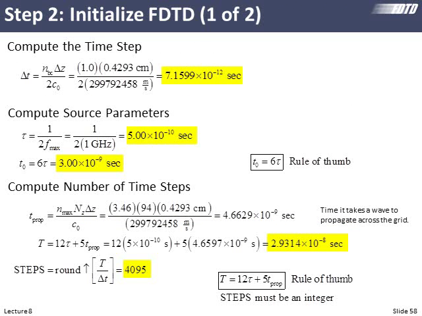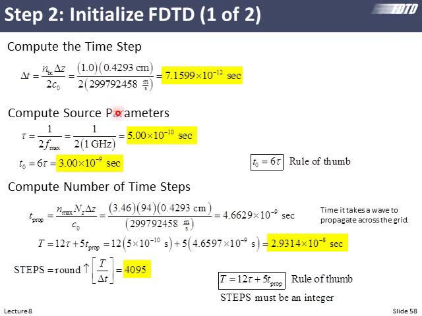We need to calculate our time step. So we have an exact equation here because of our boundaries. It's the refractive index at the boundaries, or in this case it's air, times our delta Z parameter. Remember, that's our adjusted parameter, over 2 times the speed of light. So our time step is about 7.1599 picoseconds.